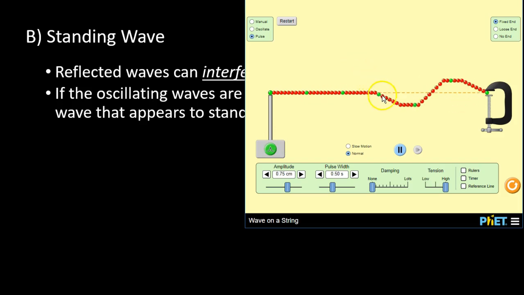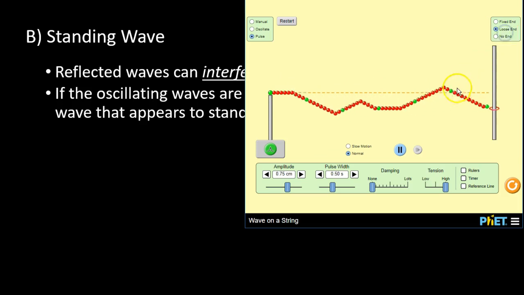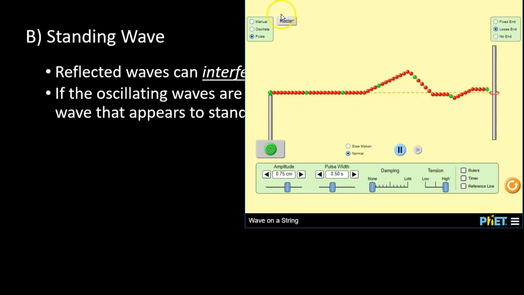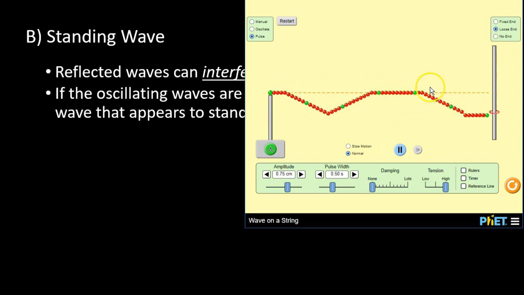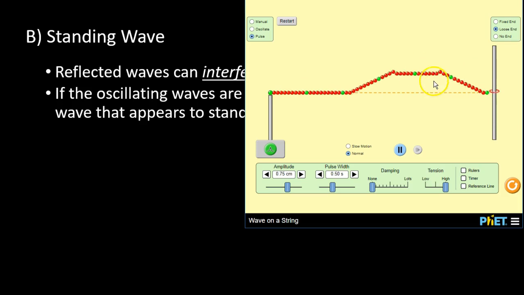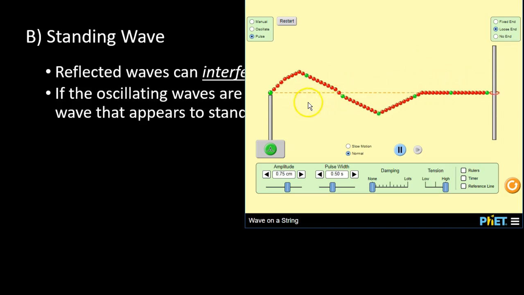If I have a fixed end, though, and I send one wave pulse and then another wave pulse, when those waves are at the same spot at the same time, they interfere. Looks like we have a lot of destructive interference going on. If I have a loose end, let's restart. Let's send one wave and then another wave. There are spots when those two waves are interfering. Note though, remember, that these waves aren't flipping when they meet. This wave here keeps traveling to the right, it reflects, and then it inverts.